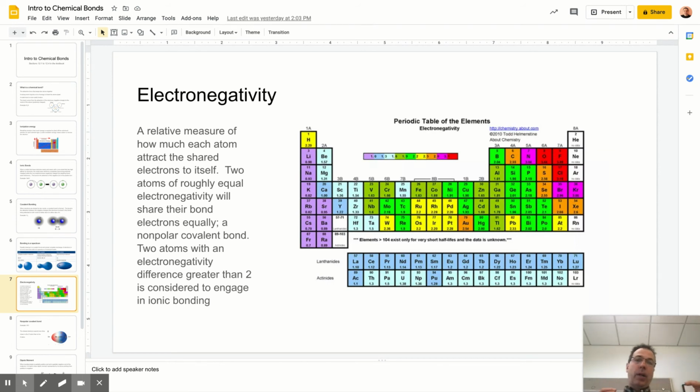And if the numbers are really, really different, then you're going to get an ionic bond, and the cutoff is somewhere around 2, say. So if the difference in electronegativity is somewhere around 2 or higher, then you think of one guy completely getting rid of the electron and the other guy completely owning it, and you would consider that an ionic bond.